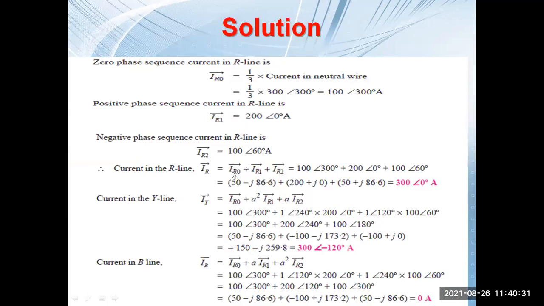If you add these three, you will get IR. So IR equals IR0 plus IR1 plus IR2, which gives the current in the red phase. Then the Y phase current will be IY equals IR0 plus A square into IR1 plus A into IR2. Here A square equals 1 angle 240 degrees and A equals 1 angle 120 degrees. You substitute the remaining values and calculate IY. And IB equals IR0 plus A into IR1 plus A square into IR2. In a similar way, you substitute all these values and you will get the value of IB.